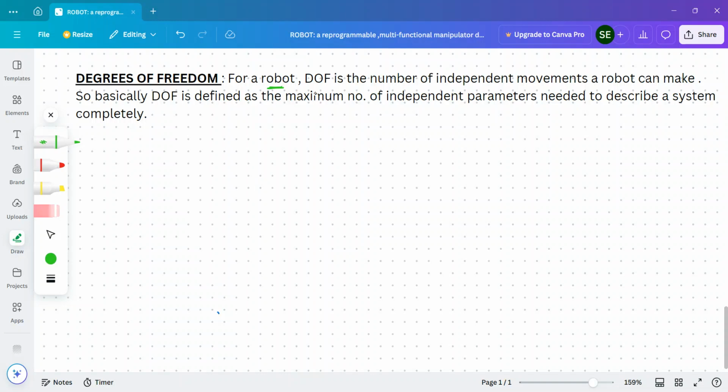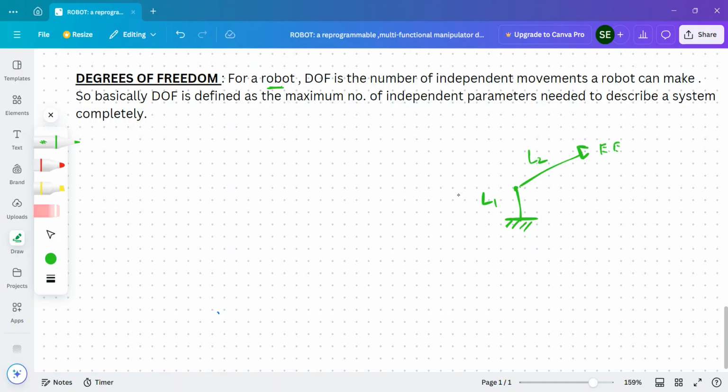So for a robot, degrees of freedom is the number of independent movements a robot can make. Imagine this is a planar manipulator. Planar, I have told you before during the classification of the robot. See, I have drawn only a two link manipulator. This is link 1 and this is link 2. And this is the end effector.